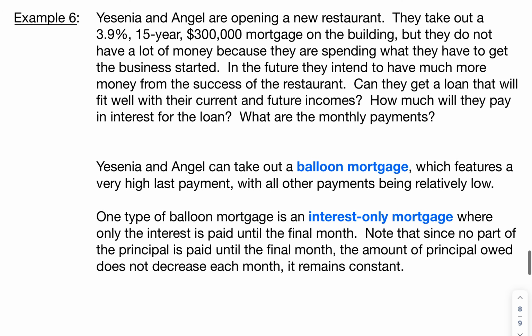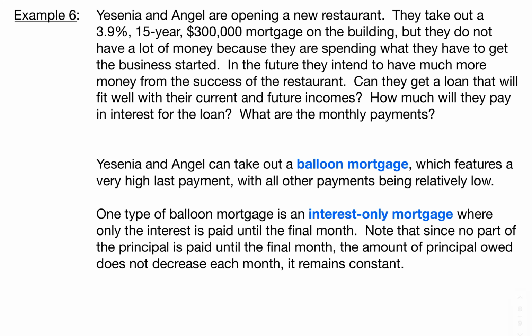Okay, so let's go ahead and move on to the last example here. We are told that Yesenia and Angel are opening a new restaurant. They take out a 3.9%, 15-year, $300,000 mortgage on the building, but they do not have a lot of money because they are spending what they have to get the business started. In the future, they intend to have much more money from the success of the restaurant. The question here is, can they get a loan that will fit well with their current and future incomes? How much will they pay in interest for the loan? And what are the monthly payments?